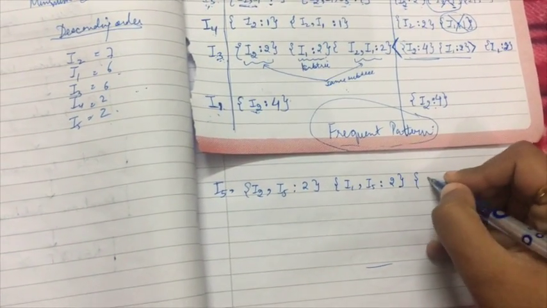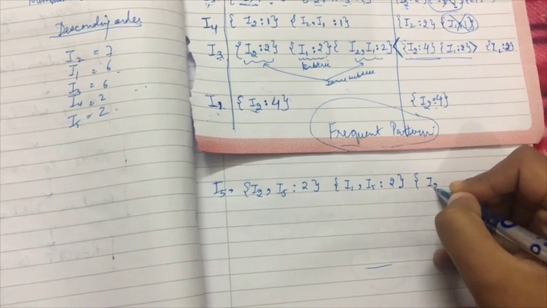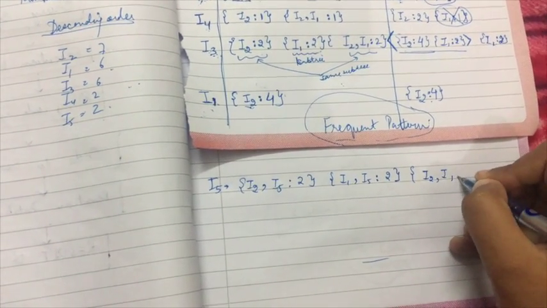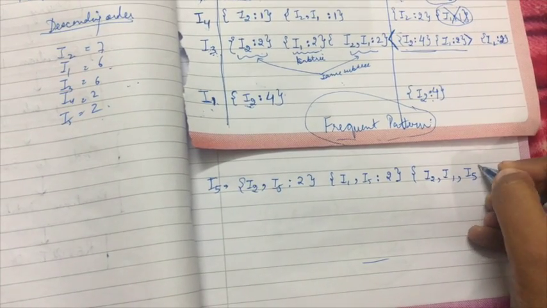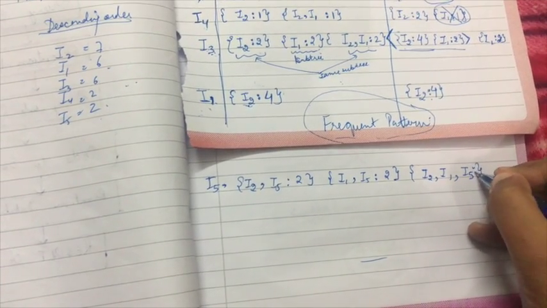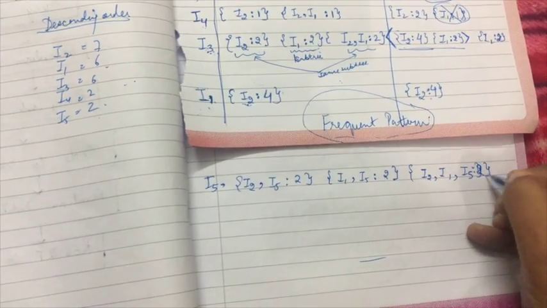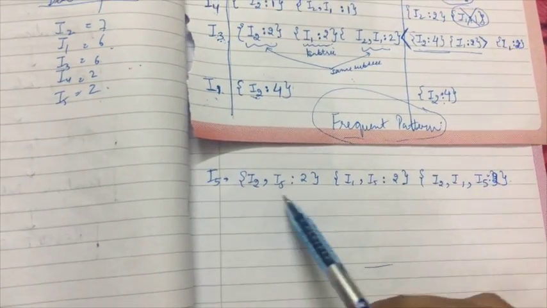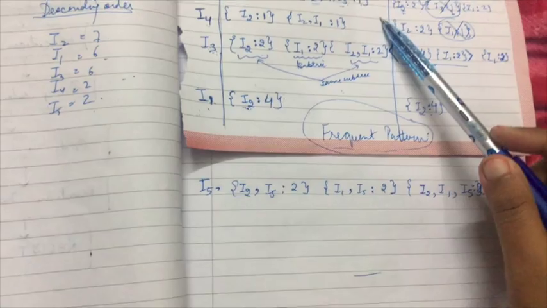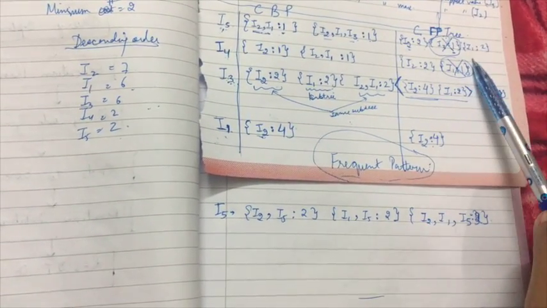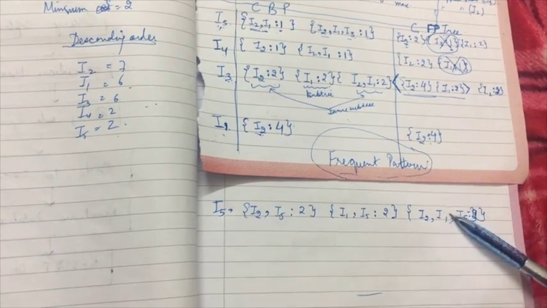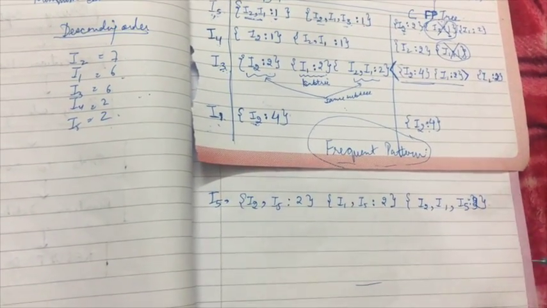And the third combination that is taken is I2 comma I1 comma I5, that is also 2. So what I did, the two items left over here, that is I2 and I1, and then a combination of these. Basically we are combining all the items.